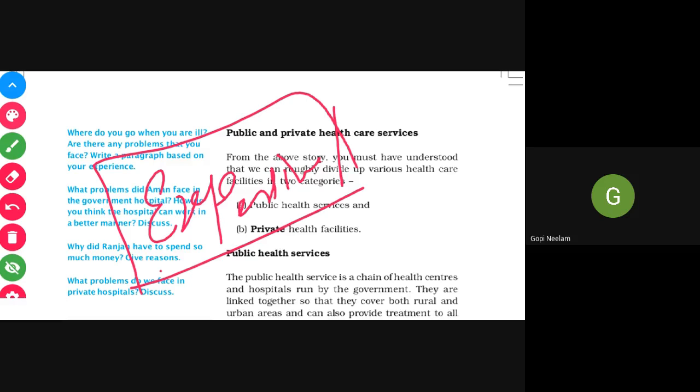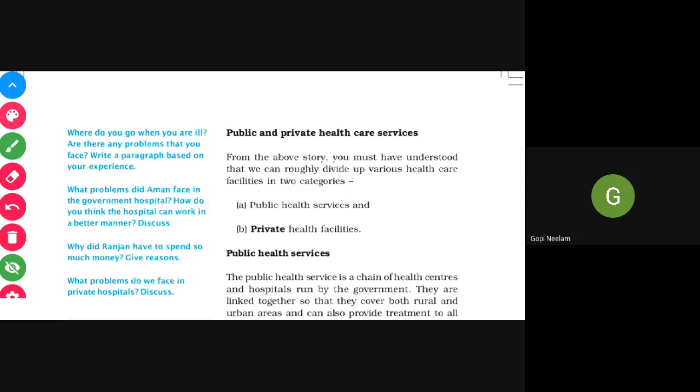Okay, so this is the summary of what we have discussed so far in this chapter. Now we are going to understand public and private healthcare services. What is it? Public and private healthcare services.